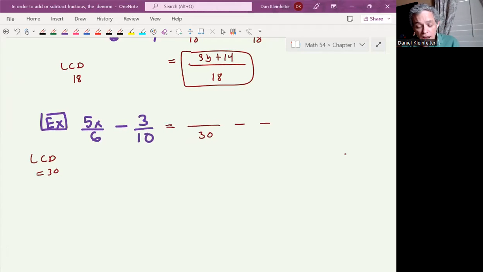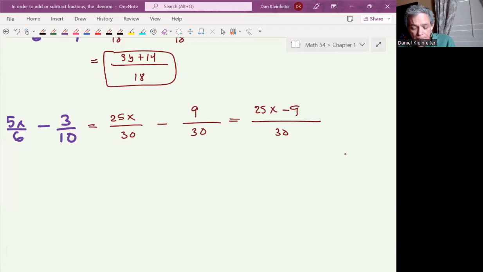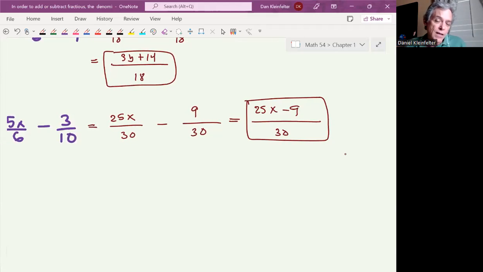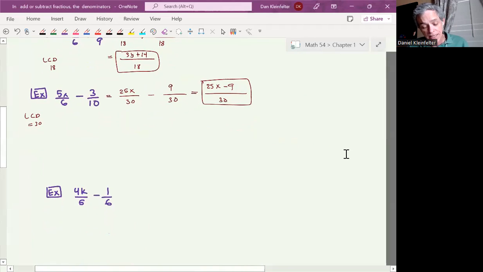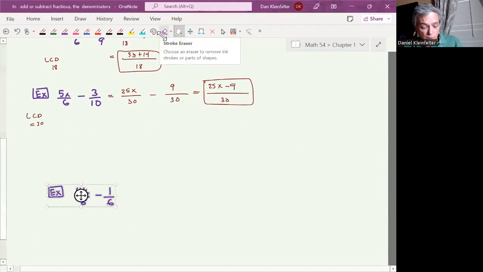We'll build up our fractions so that the denominators are 30. Okay, 6 goes into 30 5 times. We'll multiply the top by 5 also. That will give us 25x. Down below, 10 goes into 30 3 times. 3 times 3, 9. So 9/30ths. Okay, so now we'll keep that same denominator of 30ths and then subtract 25x minus 9. Okay, and that's how that will look. Once again, keeping the same denominator and then combining the numerators.